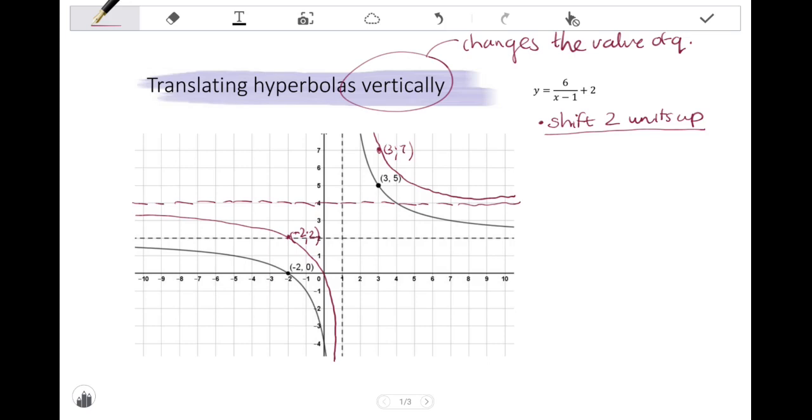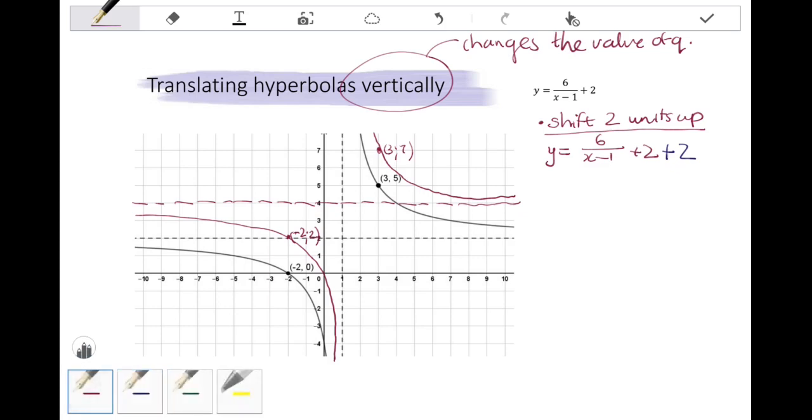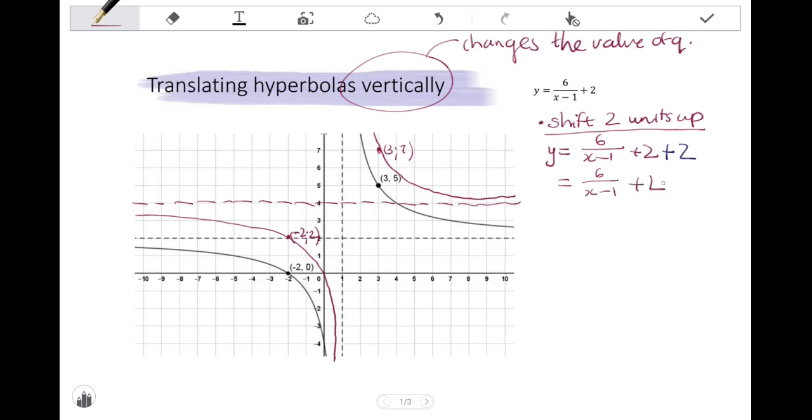Now, you would have to be able to give the equation of the shifted graph. So what this would look like is you start with the original equation, which is 6 over x minus 1 plus 2, and shifting it up by 2, you add 2 to the q value. And then you simplify. So it ends up being 6 over x minus 1 plus 4, and that is your final answer.